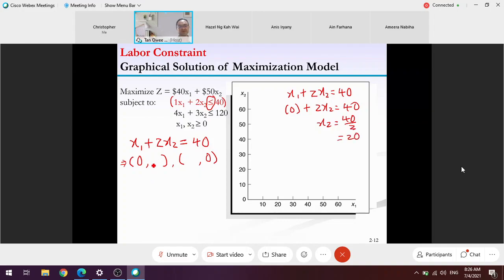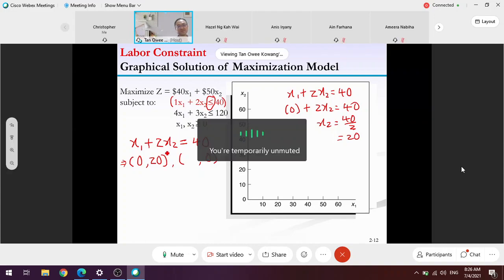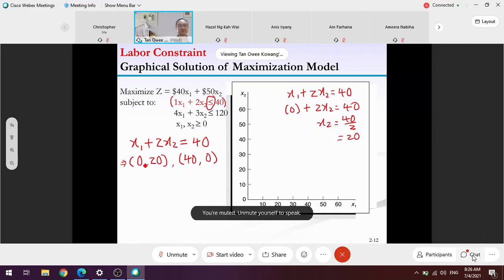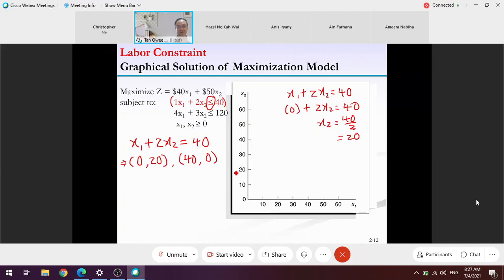So you're right, 20. How about the second point? When x2 equals 0, what's x1? Yeah, I should do this very quickly because I think you are familiar. So with these 2 points, I can start plotting the graph. So first, 0, 20. Where is 0, 20? Is 0, 20 at A or at B? Where is 0, 20?